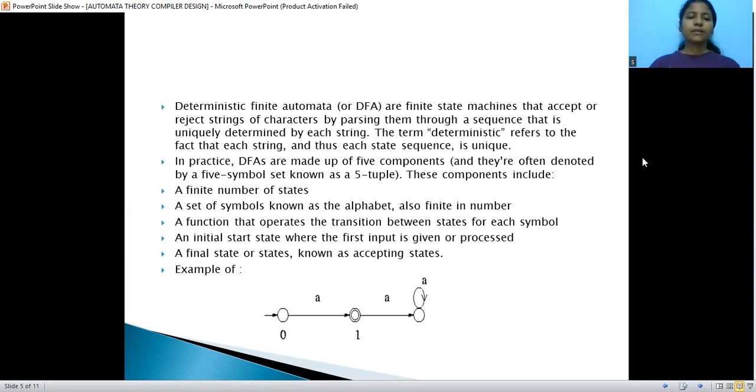What is DFA? Deterministic finite automata are finite state machines that can accept or reject strings of characters by parsing them through a sequence that is uniquely determined by each string. The term deterministic refers to the fact that the state sequence for each string is unique. In practice, DFAs are made up of five components.